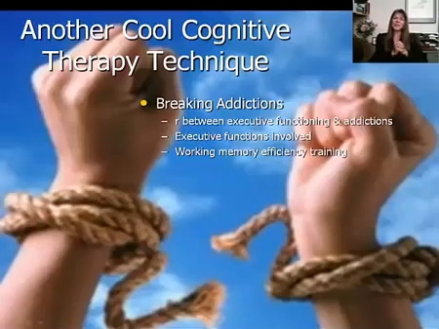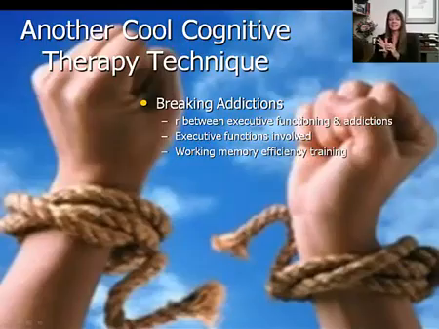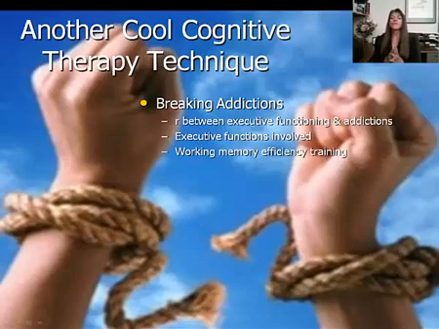Let's look at this really cool cognitive technique that the cognitive theorists have come up with for helping people to break an addiction. So first off, what we want to do is talk about the frontal lobe. The frontal lobe of the brain.